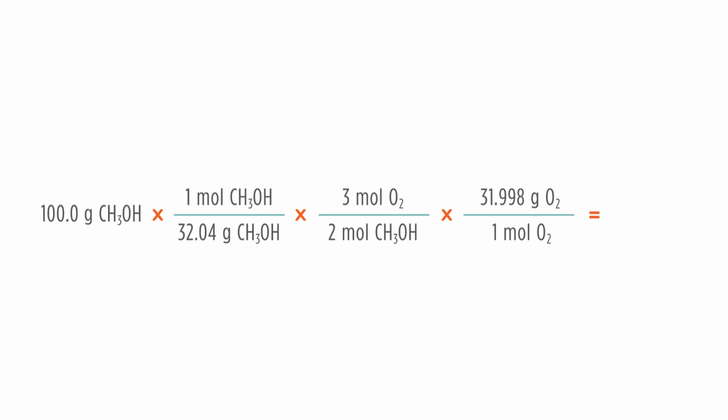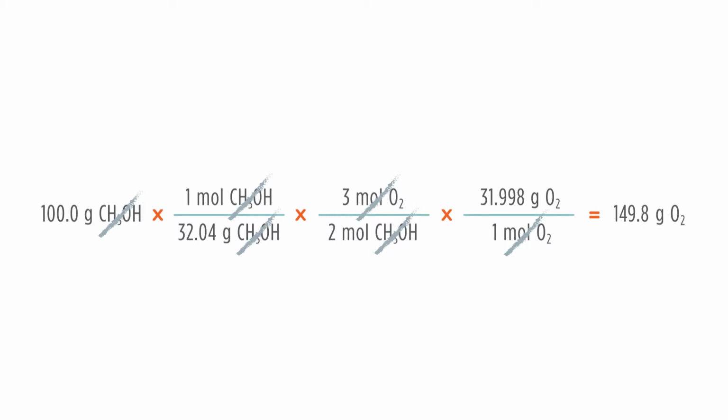Now, we want to check, so we have grams of methanol here, grams of methanol there, moles of methanol, moles of methanol, moles of oxygen, leaving us grams of oxygen. We do our calculation, and we'll see that we get 149.8 grams of oxygen.